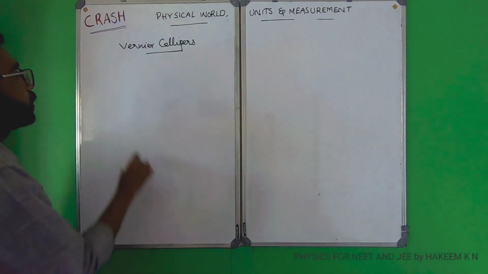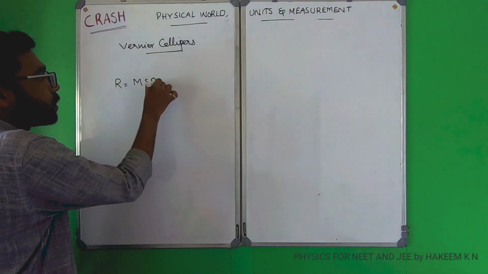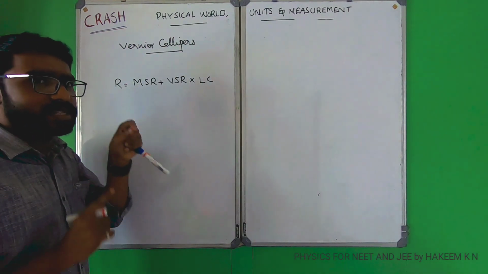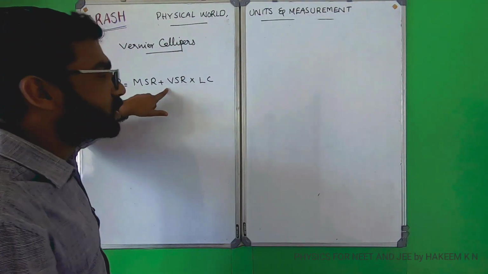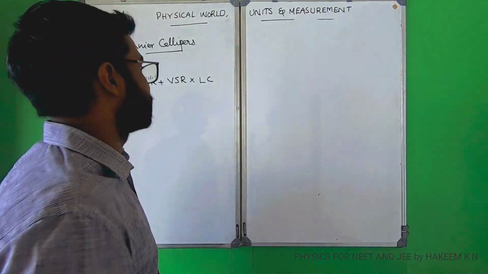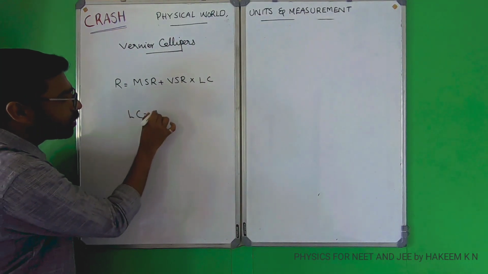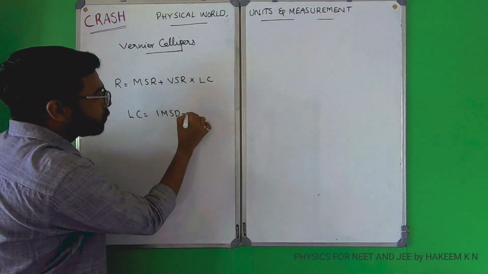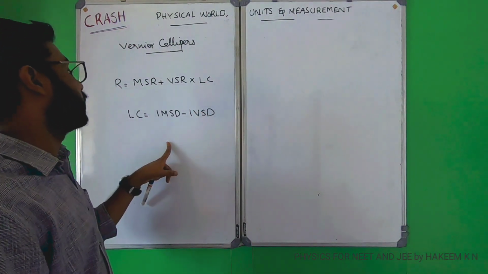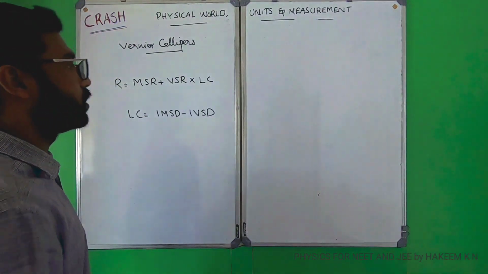Vernier calipers. Reading on vernier calipers is equal to MSR plus VSR into LC. What is MSR? Main scale reading. What is VSR? Vernier scale reading which coincides with any value of main scale, and LC is the least count. Least count of vernier caliper is 1 main scale division minus 1 vernier scale division. This is the method to find least count on vernier calipers.